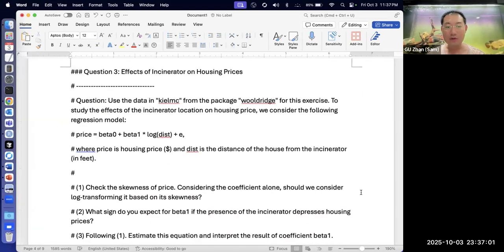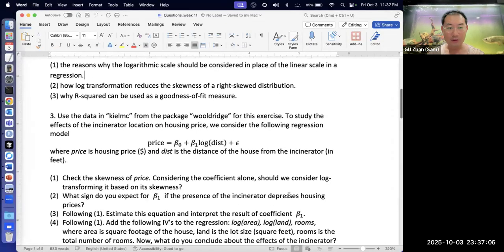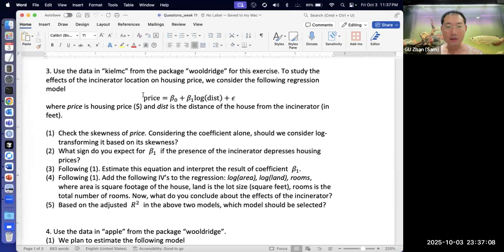So, question 3. Let's look at question 3. It uses the package Wooldridge, the KIELMC data. This is about the incinerator location impacting the house price. So price is beta 0 plus beta 1 times log distance to the incinerator, plus the error term. Check the skewness of price, then consider the log.